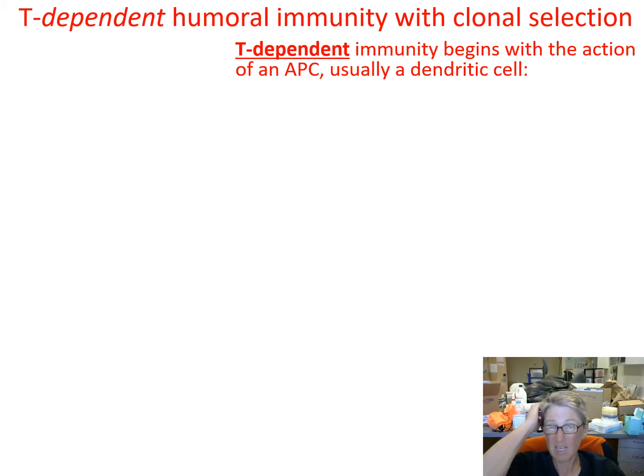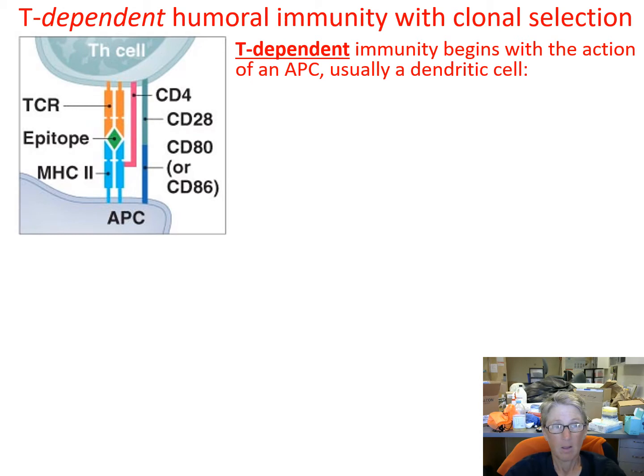Now we'll talk about T-dependent humoral immunity with clonal selection. T-dependent immunity begins with the action of an antigen-presenting cell. So here's our antigen-presenting cell. Remember, antigen-presenting cells have MHC2 proteins in their cell membranes. Usually the antigen-presenting cell is a dendritic cell.